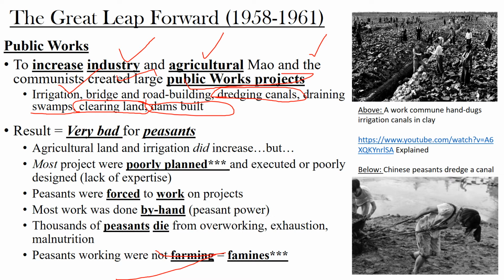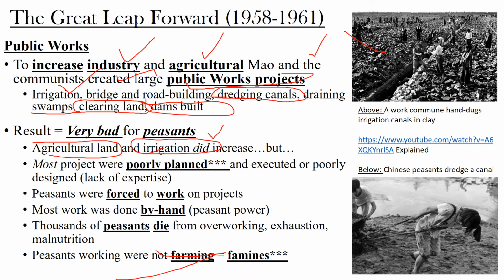But ultimately, it's a disaster as well, especially for the peasants, which again are 90-something percent of the Chinese people. So why? Why is this such a disaster when it could have been a good thing? Well, they did clear more land and they did build more irrigation systems.